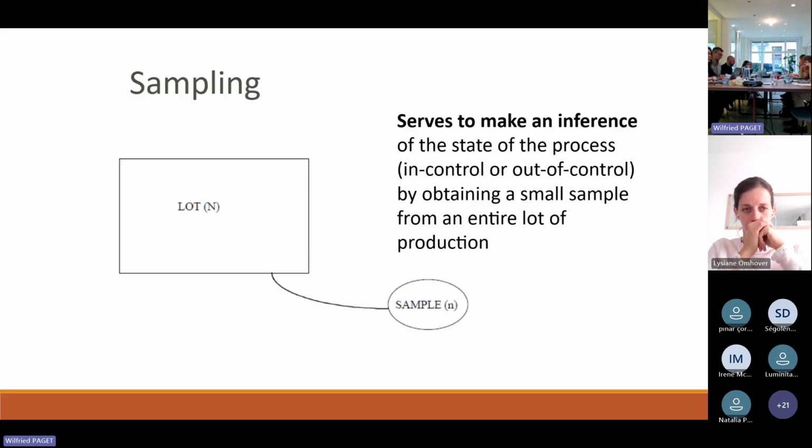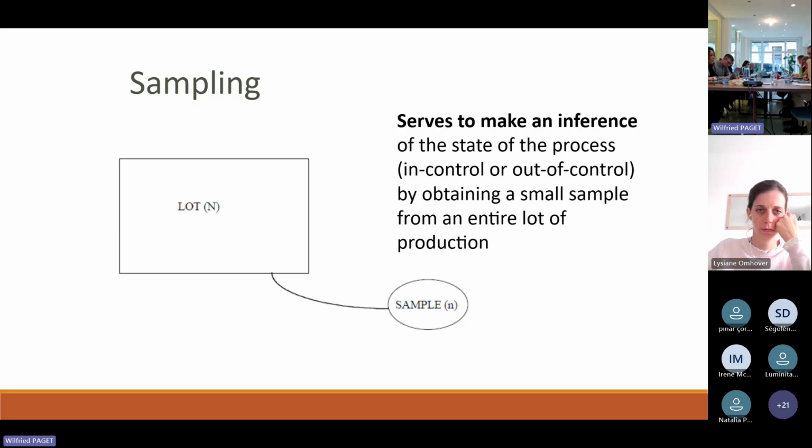Sampling serves to make an inference about the state of the process. We can know if a process is in control or out of control by obtaining a small sample from an entire lot of production. There is also a huge theory of sampling. If you want to know how to sample, it can be done randomly or stratified. There is a theory about something that seems so simple, and also a theory about how much to sample from a lot, which depends on the lot, because this will drive the assumptions of your conclusion.